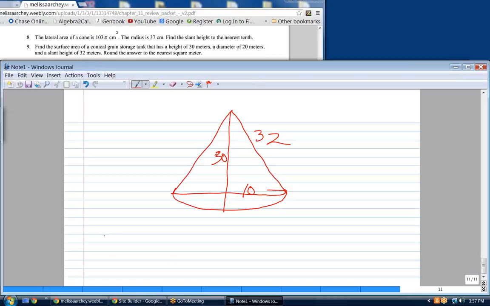So then pi times 10 times 32. Well, that's the lateral area. They want the total surface area. Oh, right. So then just do the area of the base, which is 100 pi, and then you do pi r lambda.